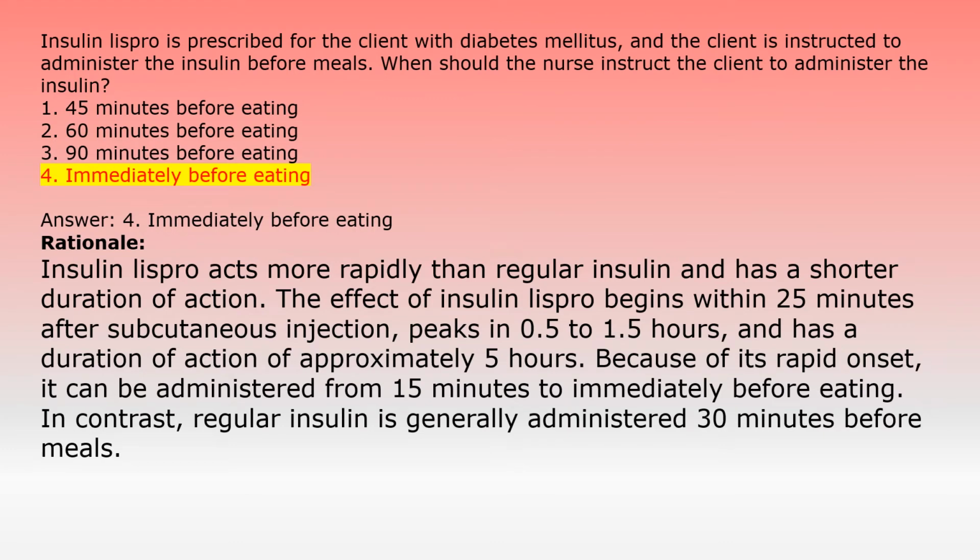Answer. 4. Immediately before eating. Rationale. Insulin Lispro acts more rapidly than regular insulin and has a shorter duration of action. The effect of insulin Lispro begins within 25 minutes after subcutaneous injection, peaks in 0.5 to 1.5 hours, and has a duration of action of approximately 5 hours. Because of its rapid onset, it can be administered from 15 minutes to immediately before eating. In contrast, regular insulin is generally administered 30 minutes before meals.